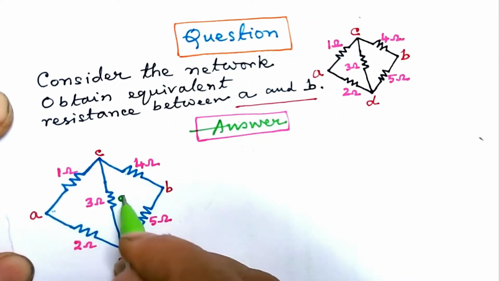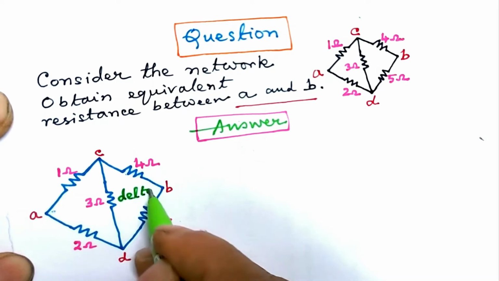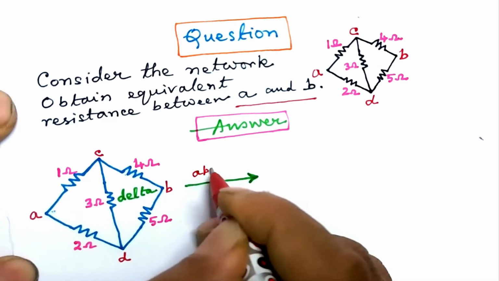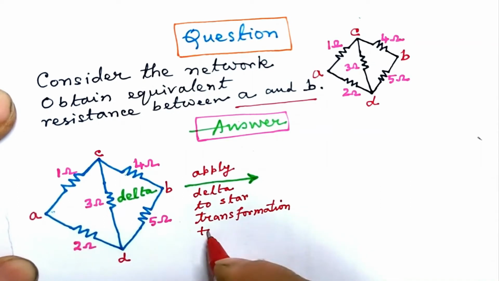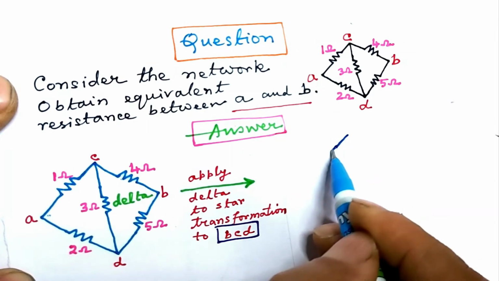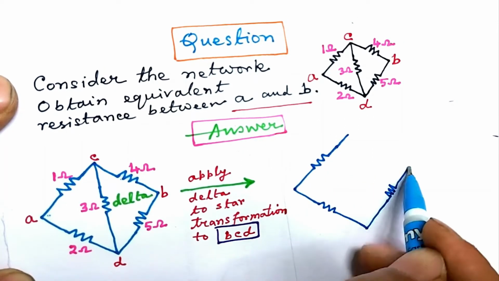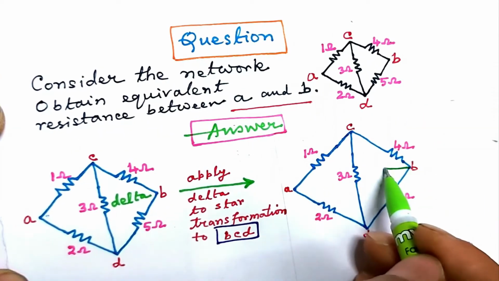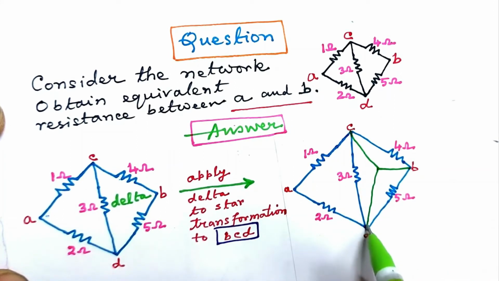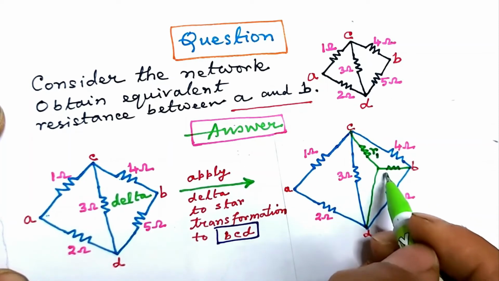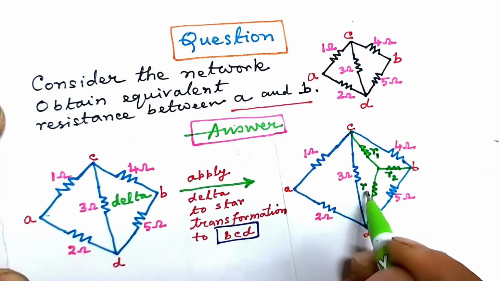Let us focus attention on this delta BCD, and we shall convert it to a star network. Hope it simplifies the problem, as we would apply the delta to star transformation to the BCD portion of the network, which is delta in shape. We have to draw everything once again, and we do it. Now build the star network inside this delta, and let us call this resistance R1. Let this one be R2 and this one is R3.